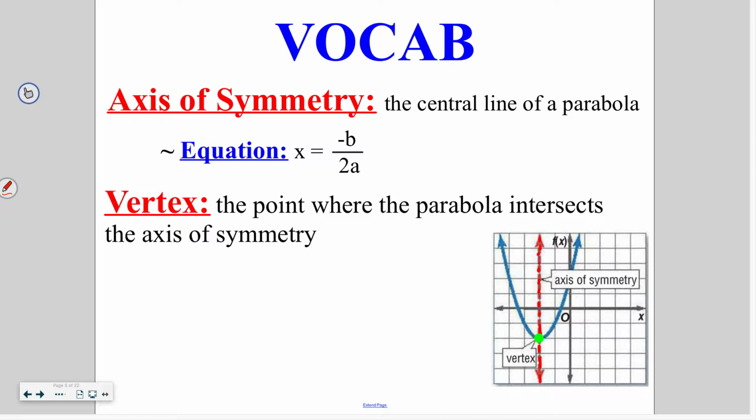So if you look at that graph down in the bottom right-hand corner, that red vertical line is the axis of symmetry. It's an x equals equation because it is a vertical line. The vertex is the general term for the maximum and minimum. So that vertex point is either going to be your minimum point or your maximum point, and that is the place where the parabola intersects the axis of symmetry. So that high point or low point is always going to be touching the axis of symmetry.